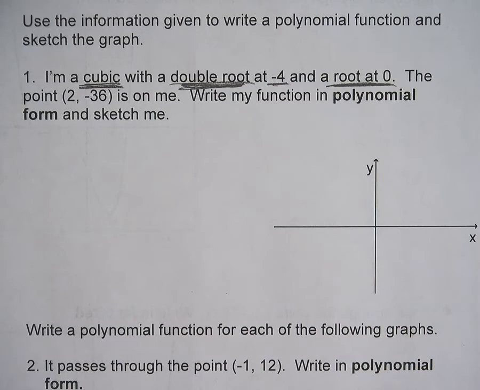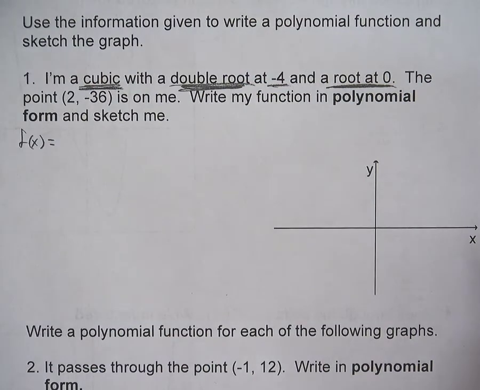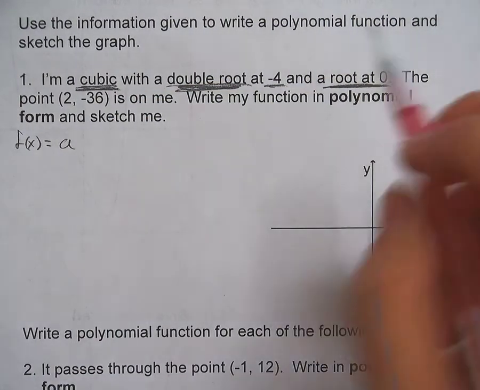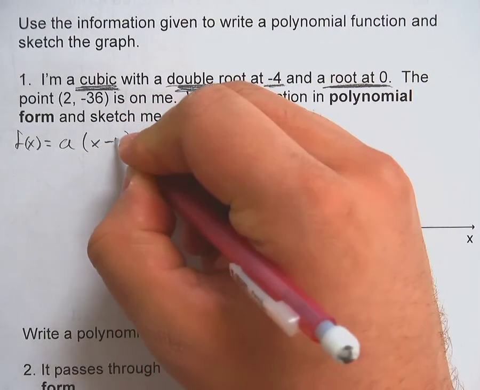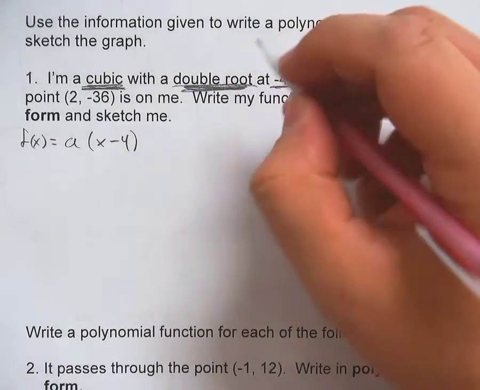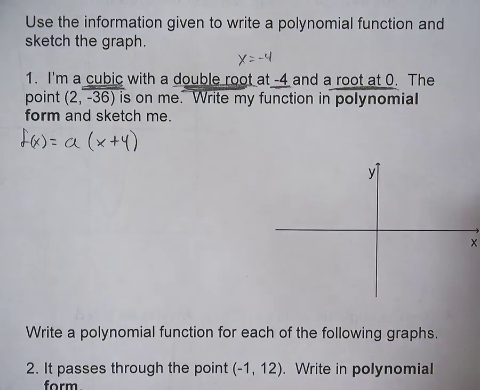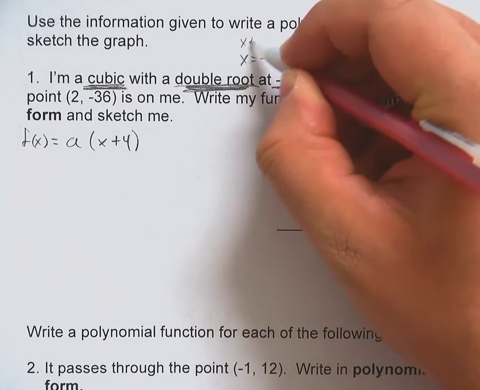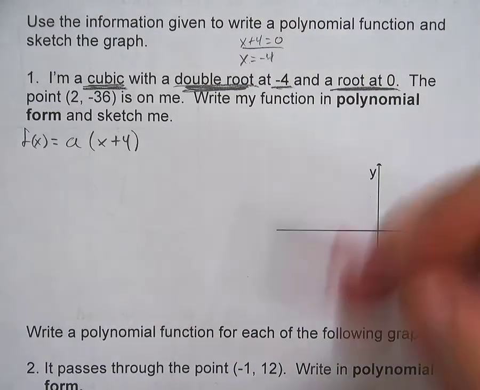So first things first, f of x. Now the only thing that we don't know about this function is some value of a, so I'm going to put that in here. And it says I have a double root at -4. Well, a root at -4, a single root, is x plus 4, right? Because if you set this to 0, add your 4 over, you have x plus 4 equals 0. And that's what makes a root. So it's x plus 4, and that's a single root.